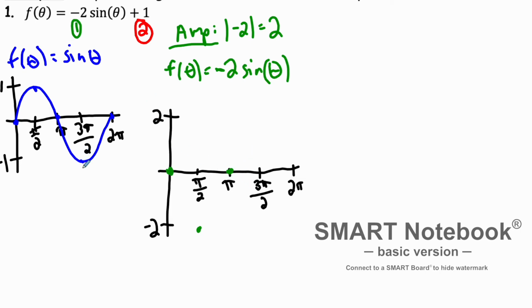3 pi over 2 is at -1. -1 times -2, that puts you up at 2. And remember, 2 pi has to be where 0 is. But again, if we look at this, 2 pi is at 0. 0 times -2 is -2. All right, so like I said, two things happened. It stretched it out to 2 and -2, and it also flipped it because of that negative sign.